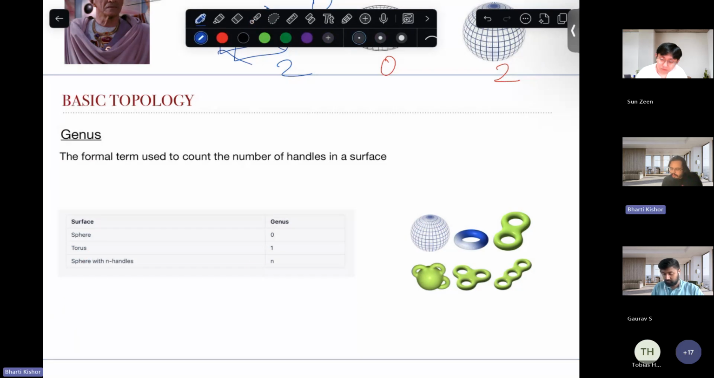So you can think of a coffee mug as a sphere with one handle. So it has genus 1. And a torus also has genus 1. So in that sense, a donut and a coffee mug, they are homeomorphic to each other. Like they are topologically equivalent.